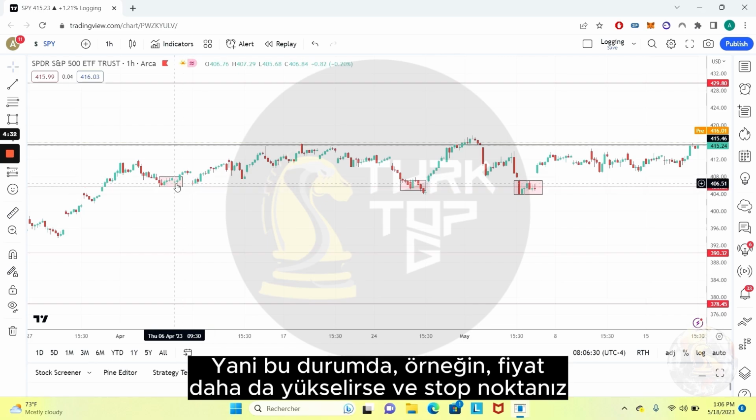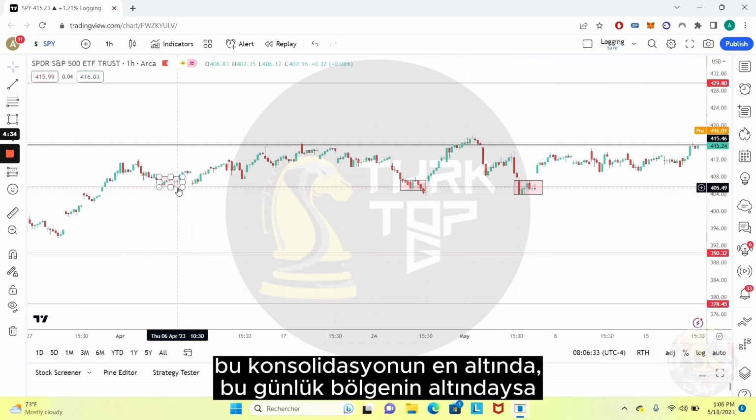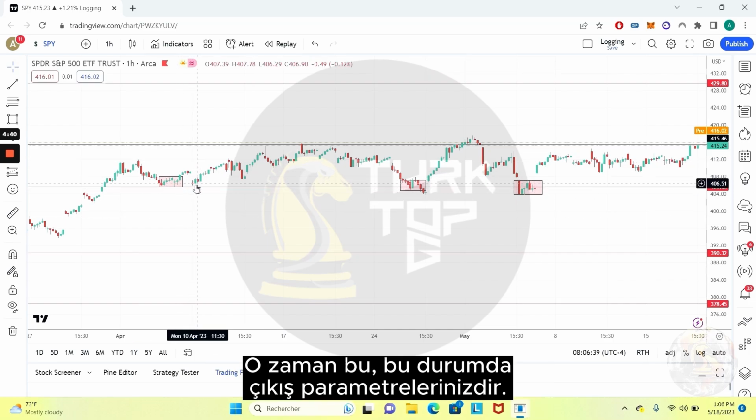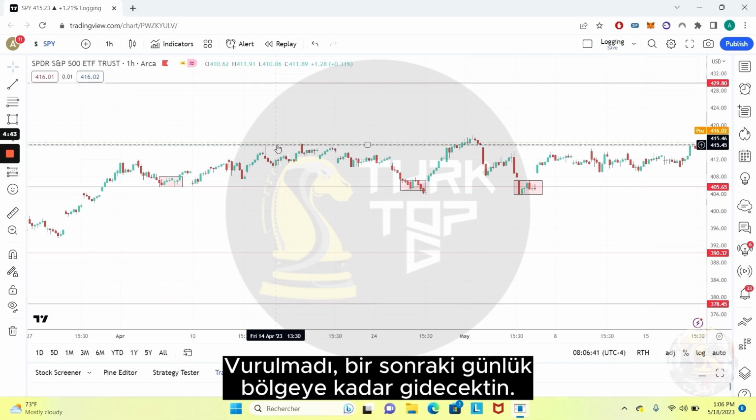So in this case, for example, if price broke higher, and your stop is at the bottom of this consolidation below this daily zone, then that's your exit parameters. In this case, it didn't get hit. You would have gone all the way to the next daily zone.